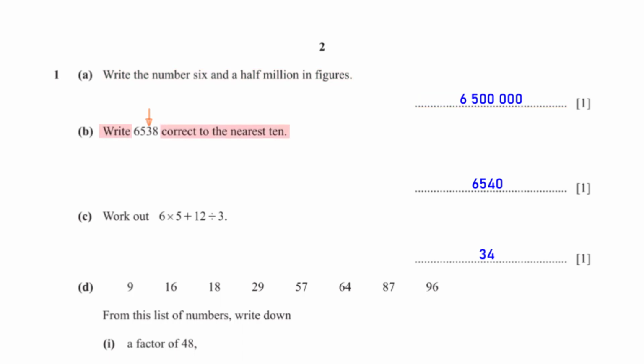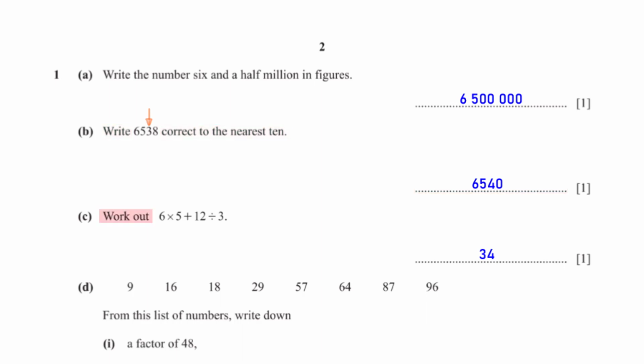Write 6,538 correct to the nearest 10. The number in the tens position is 3. The number after 3, which is 8, is greater than 5. So we add 1 to 3, giving us 4. The number after 3 becomes 0. So 6,538 becomes 6,540, rounded to the nearest 10.